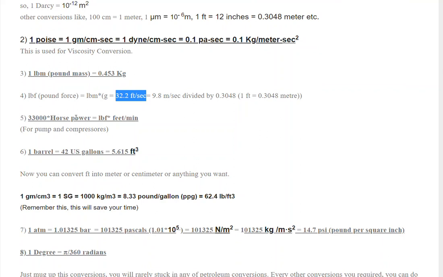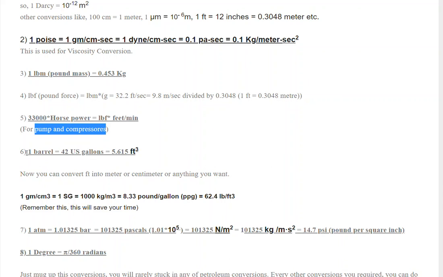Next is conversion of power. If we want to convert from lbf into feet per minute to horsepower, then we have to divide by 33,000 to get the horsepower. So you can memorize these basic equations. Apart from this, you have to be aware that 746 watt is equal to 1 horsepower. This is very useful during pump and compressor calculation.